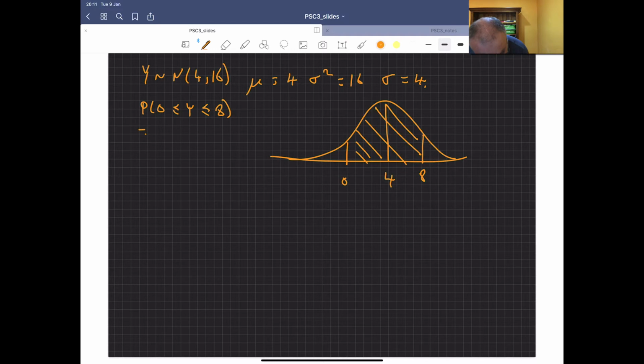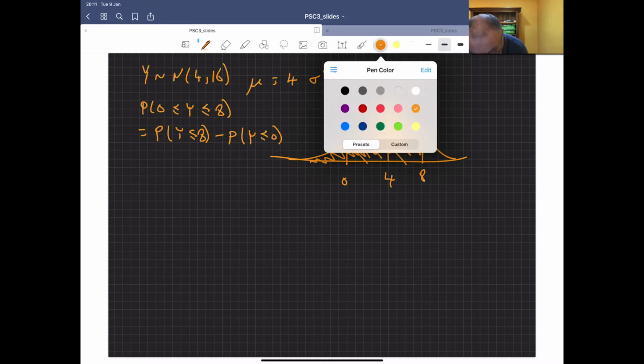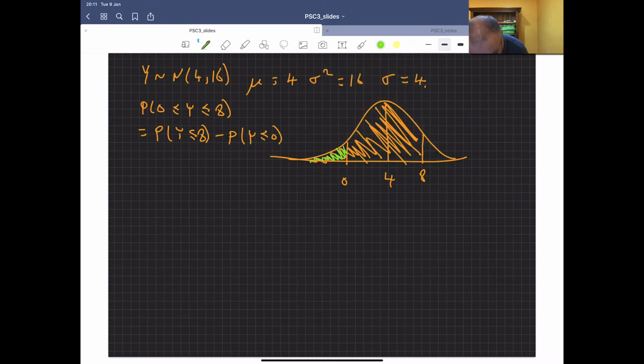And we want this area here. So that is the probability that y is less than or equal to 8 minus the probability y is less than or equal to 0, because the area probability less than or equal to a is all this. And then I just take off this area here, and what I get left is what I want, just this bit here. So that is going to be p-norm 8, 4, 4 minus p-norm 0, 4, 4. When I put that into RStudio, I got 0.6827.